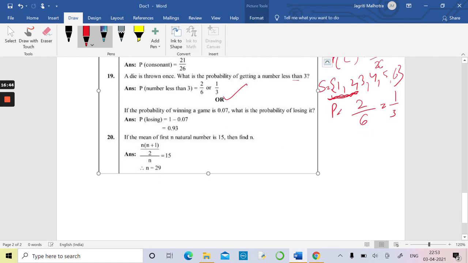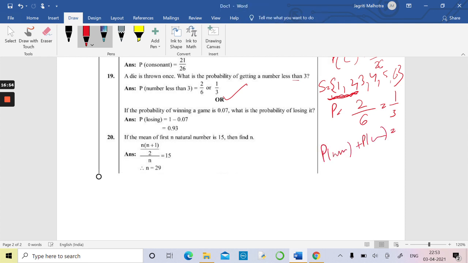If the probability of winning a game is 0.7, what is the probability of losing it? We know that the probability of winning plus the probability of losing totals 1. So if we know this, we can easily find the value of losing. That is, probability of losing equals 1 minus probability of winning.